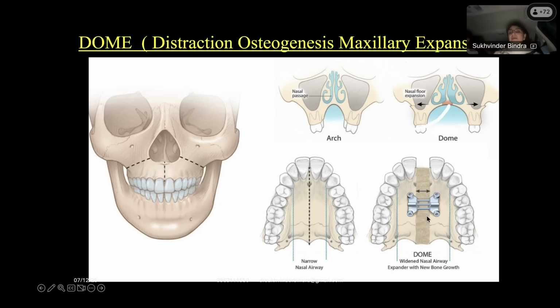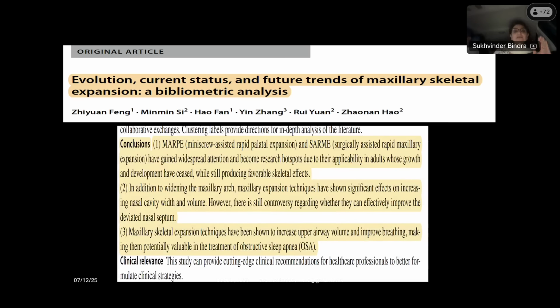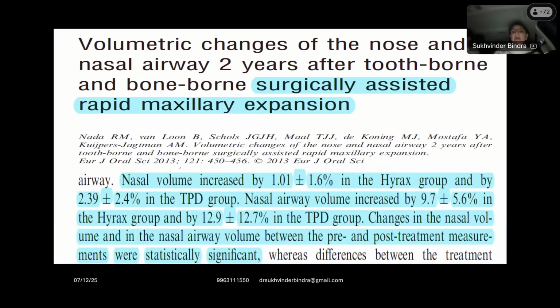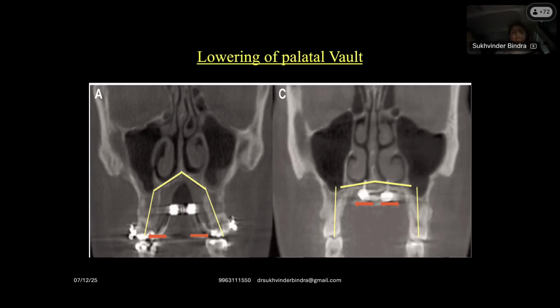Here we are taking anchorage from bone, so this is a bone-borne device. And we are also using a hybrid, where we are taking support from bone as well as from the teeth. There is substantial data in the literature to support that maxillary skeletal expansion techniques increase the airway volume and improve breathing, and various authors have published that a 9.7 to 12.9% increase in volume is gained.